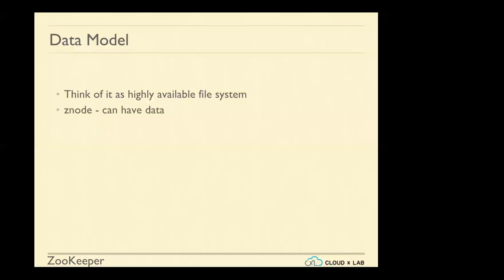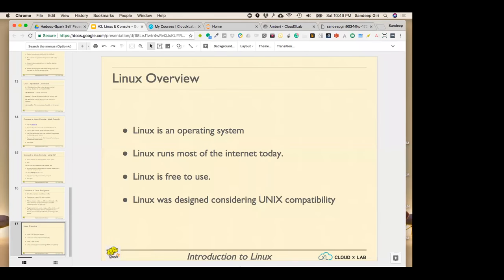It has a concept called Znode. Znode means a place, like a folder. The data that you can keep in it is in the form of a JSON object. JSON is JavaScript Object Notation. How many of you are aware of JSON? Should I explain a bit what JSON is? Yes, it is like XML, just that it is in the form of key-value pairs.